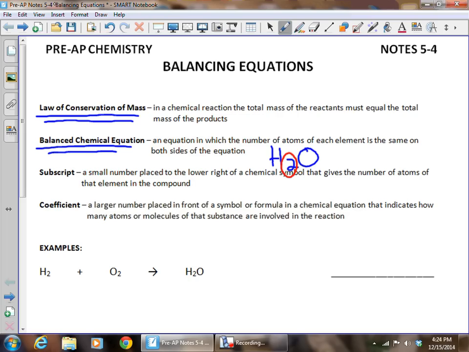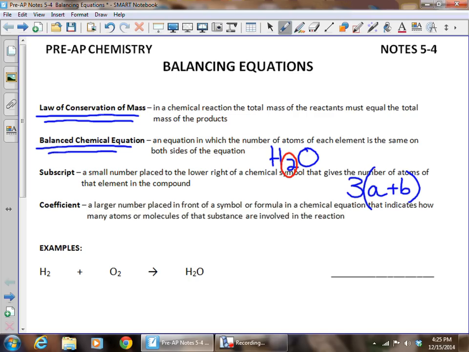Coefficients are what we're going to use in order to balance chemical equations. Coefficients are numbers that are placed in front of a chemical symbol or formula to indicate how many atoms or molecules of the substance are involved in the chemical reaction. Now, when we put a number in front of a variable in the chemical equation, it indicates that we have, in this case, 3 A's. If we do this, it indicates that there are 3 A's and 3 B's. So it multiplies by everything inside those parentheses.